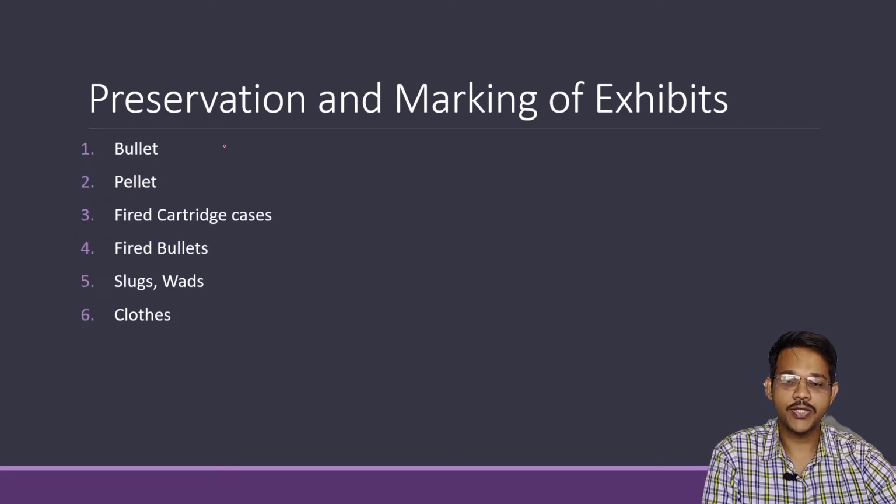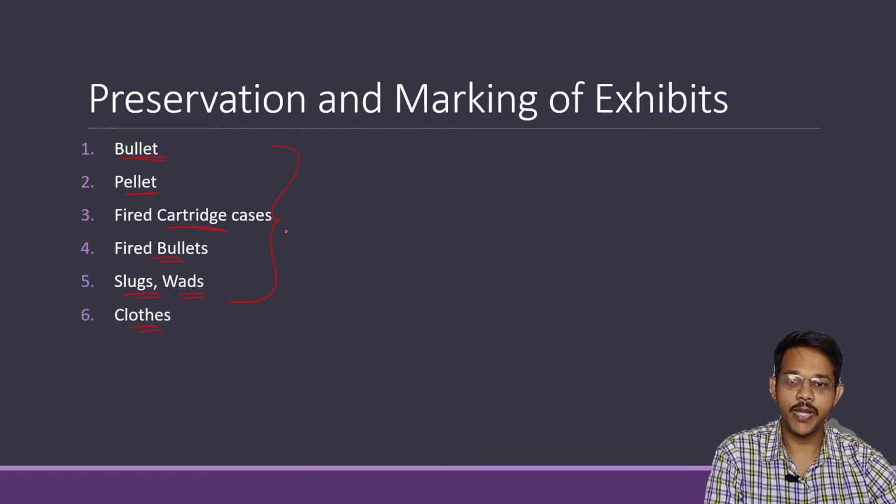The things which have to be preserved in case of firearms: first of all, bullets, pellets in case of guns, cartridge cases from the scene of crime, fired bullets from the body, slugs or wads if found, and then clothes. All these things have to be preserved in a clean paper and clean polythene pack or sheet of paper and sent to the forensic science laboratory for further analysis.